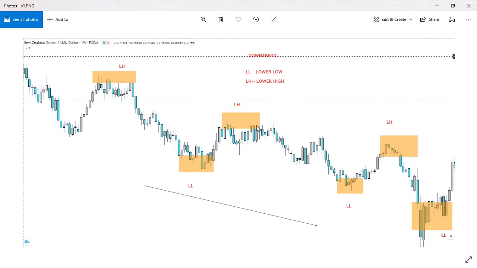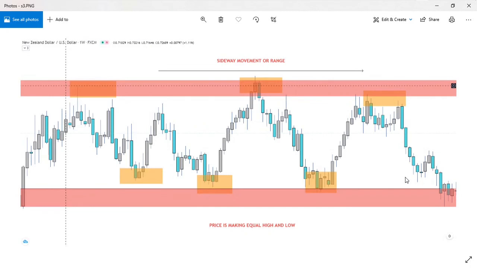Also, what it did here, as you can see, the market didn't take much time to fall. One thing you should understand is that the structure remains the same, but the way the market does it might differ from time to time. While for a sideways moving market, you can either say that price is making equal highs or equal lows, or price is bouncing within a certain support or resistance zone.